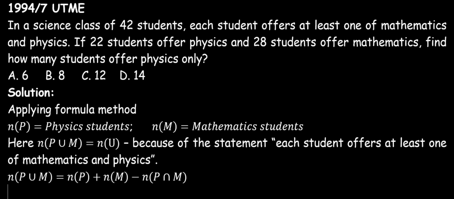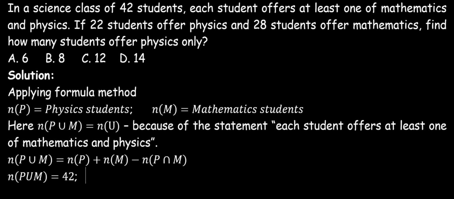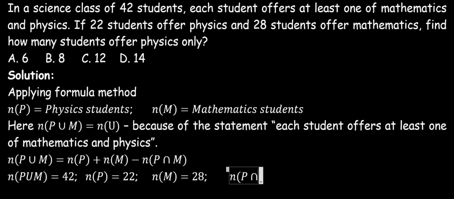And from the problem, n of P union M is equal to 42. n of P is equal to 22. n of M is equal to 28, which is the number of those offering mathematics. n of their intersection, which is P intersection M, is equal to x, which is what we are asked to look for. It's unknown. n of P intersection M is equal to x. We have to look for it before we can get to our main answer. Please note that number of physics is not equal to number of physics only.